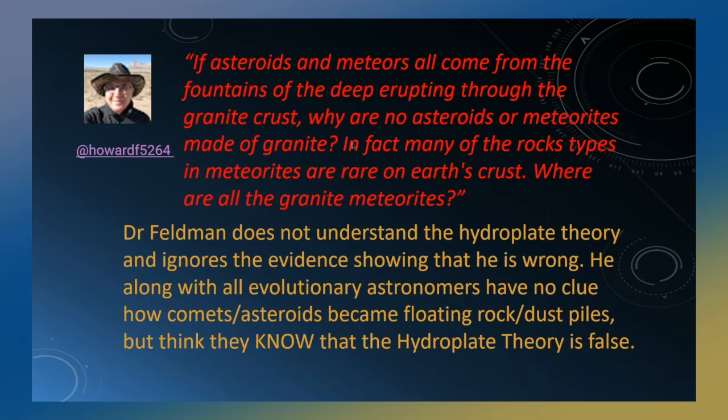And Dr. Feldman doesn't understand the hydroplate theory, and he ignores the evidence showing that he is wrong. He, along with all evolutionary astronomers, have no clue how comets and asteroids became floating rock dust piles, but think they know that the hydroplate theory, which does explain exactly how they formed, is false. So Dr. Feldman, as all evolutionists, they always ding us, well, what about this and what about that? Well, we've got a what about times 1,000 more than they do. What about the chicken and the egg?